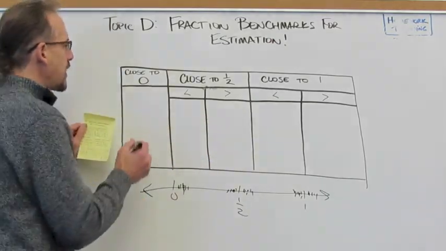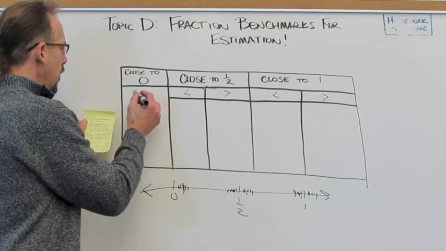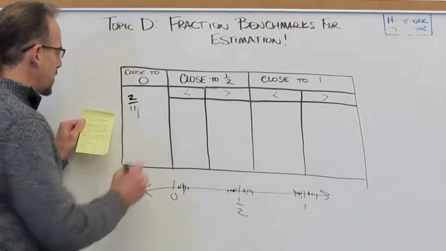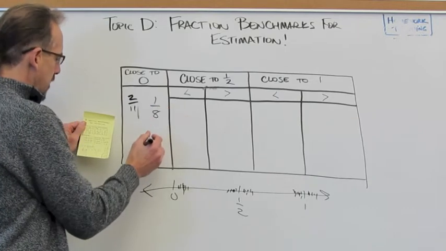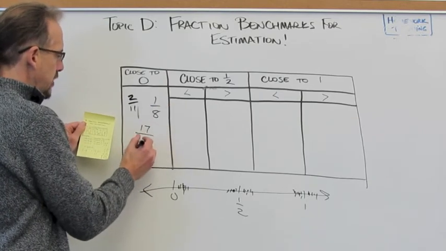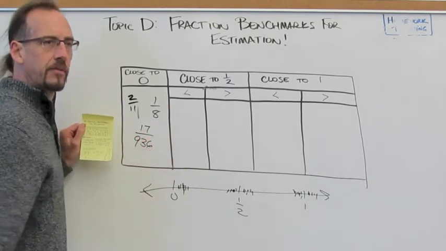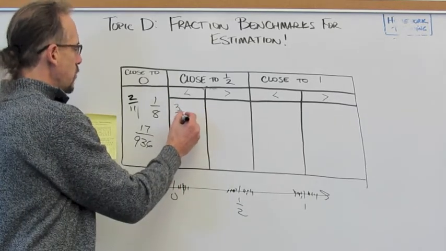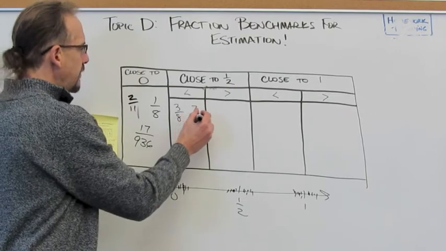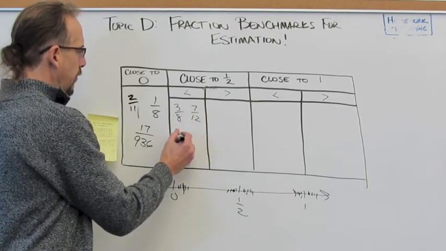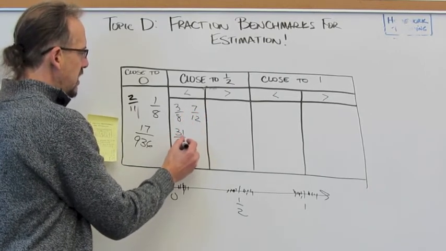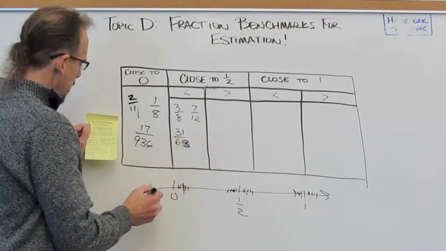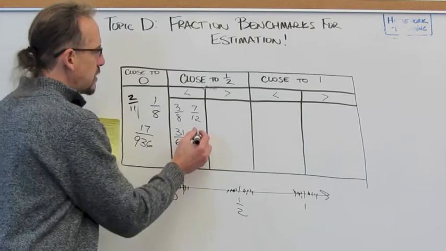And the ones that they put close to 0 will be fractions like this. 2/11, 1/8, 17/936. And the ones that they'll put that are a little less than half look like this. 3/8, 7/12, 31/60, maybe 15/31.